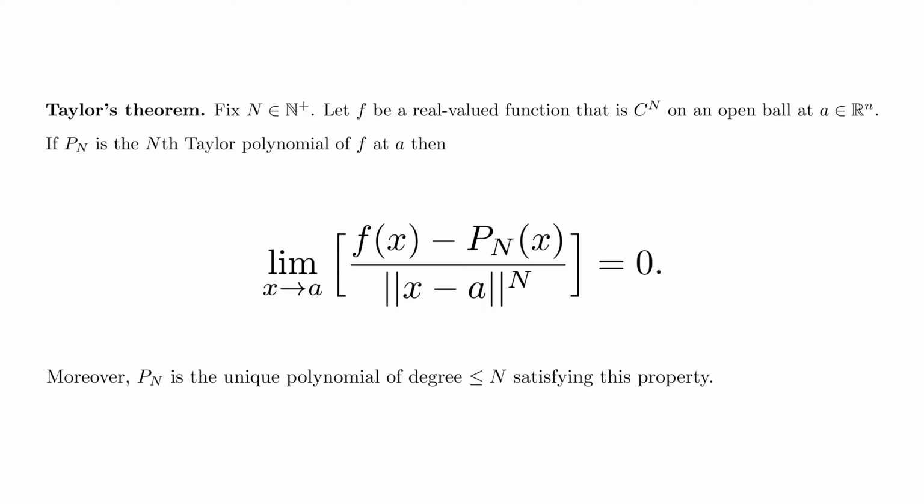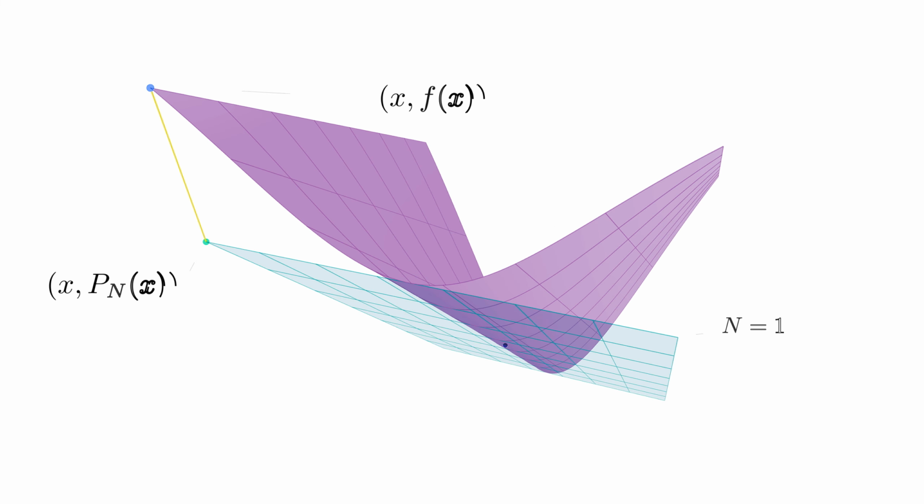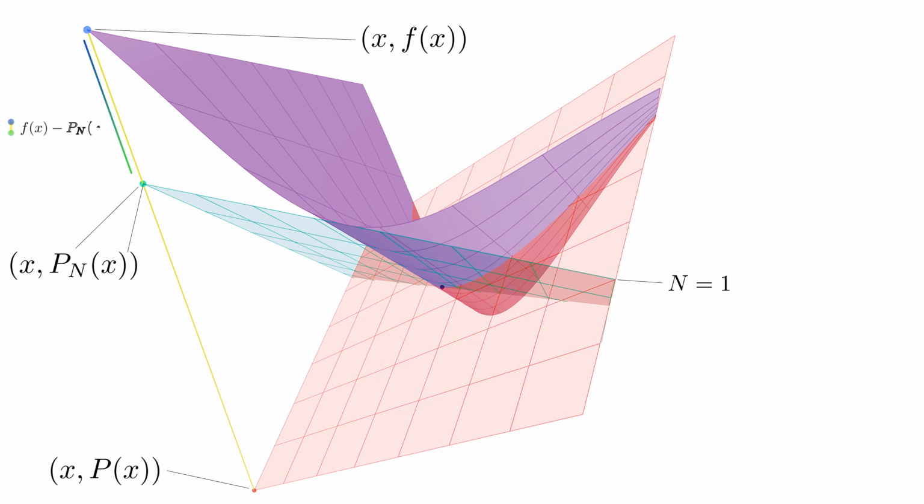Let's visually interpret this uniqueness property. Consider the n equals 1 case, where the first Taylor polynomial has degree at most 1, and hence its graph is a tilted plane. Any other polynomial of degree at most 1 will also have the graph of a tilted plane.